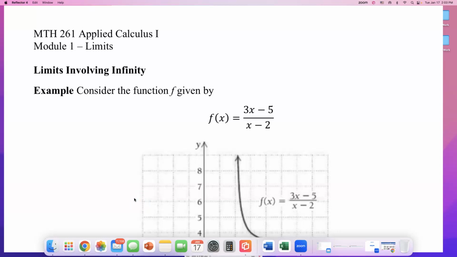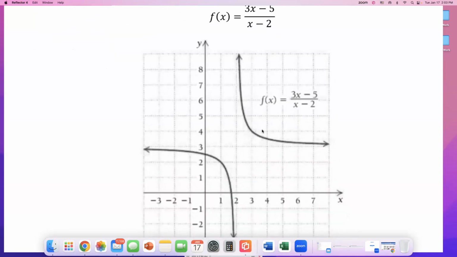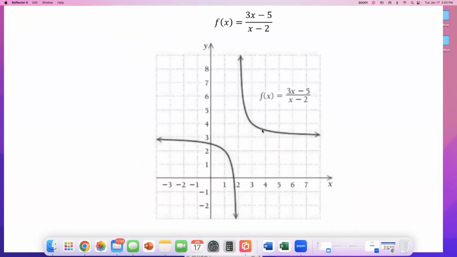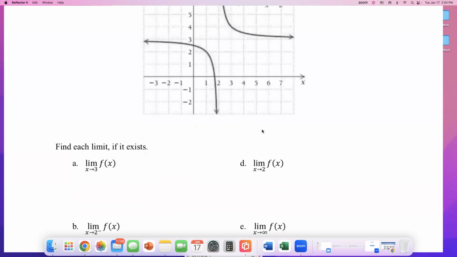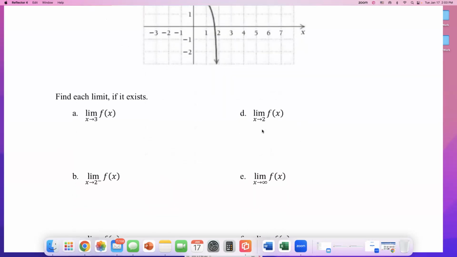Let's look at limits involving infinity. Consider the function f given by f of x equals (3x minus 5) over (x minus 2). I have the graph of this function over here for you, and we will read some limits down here, okay? So first one, limit as x approaches 3 of f of x. As we get really close to 3 from either left or right, are they going to the same place? Let's take a look, okay?